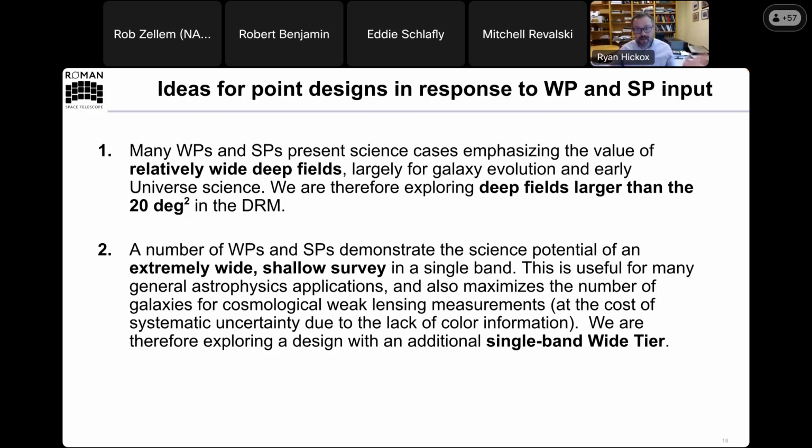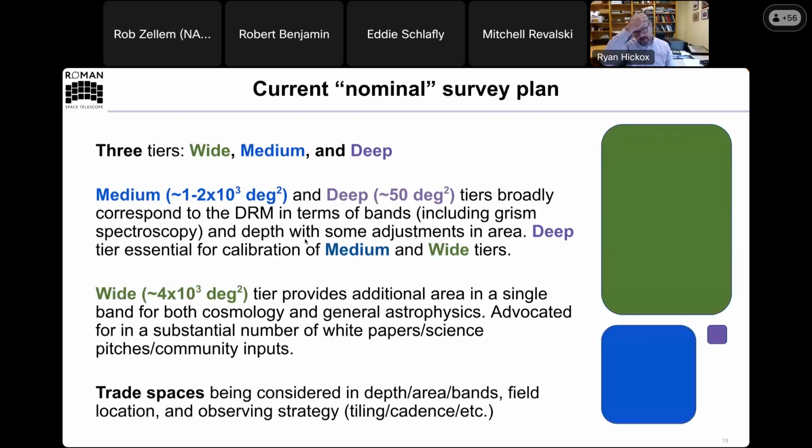but we are exploring a design that has an additional wide tier over a single band instead of all multicolor imaging as proposed in the DRM. So those are the two big differences in terms of the architecture that we're looking at for the survey relative to what was in the design reference mission.